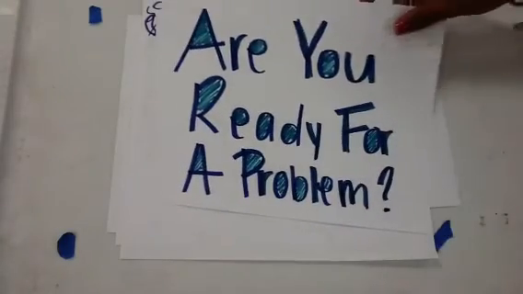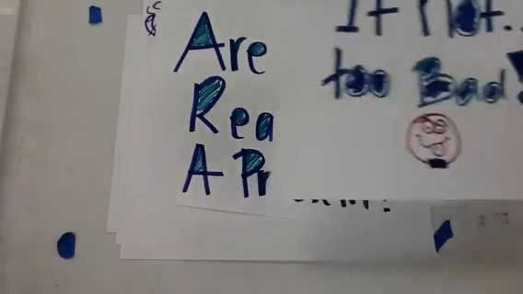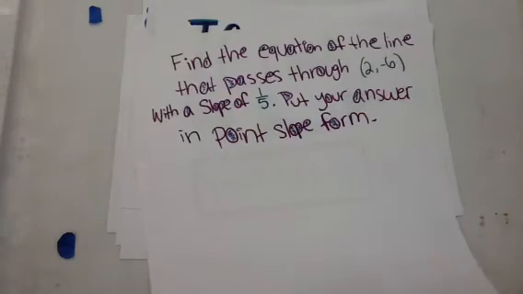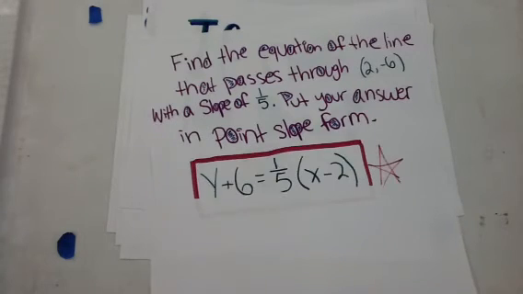Here's the assessment question. Find the equation of the line that passes through 2 and -6 with a slope of 1/5. Put your answer in point slope form. The answer is y plus 6 equals 1/5 in parentheses x minus 2.